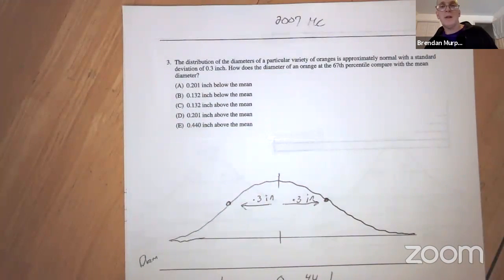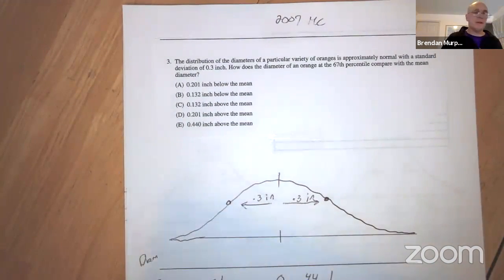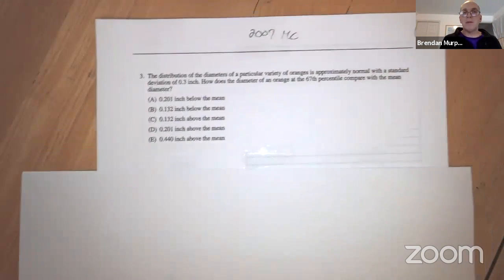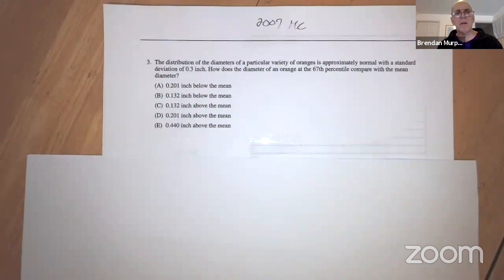So here's another multiple choice, and then we'll do a free response. This is from the 2007 exam. The distribution of diameters of a particular variety of oranges is approximately normally distributed with a standard deviation of 0.3. So that's a good sentence, and there's some good information there that I'm going to go ahead and put down in my little picture soon. How does the diameter of an orange at the 67th percentile compare with the mean diameter?